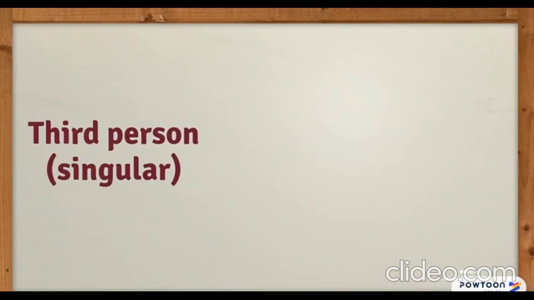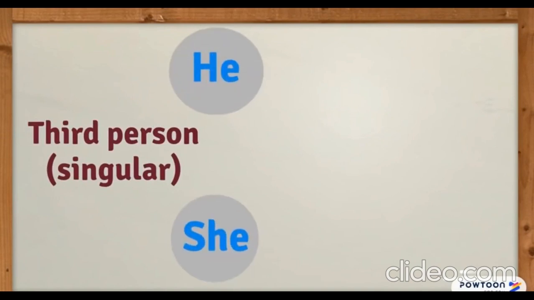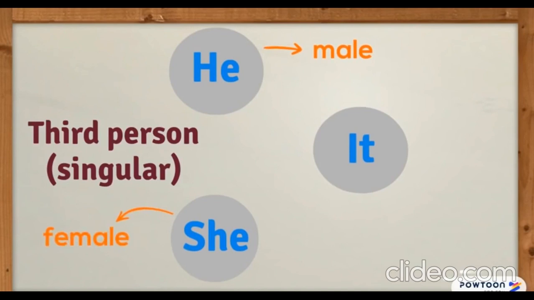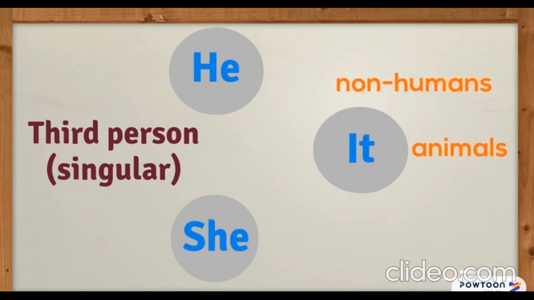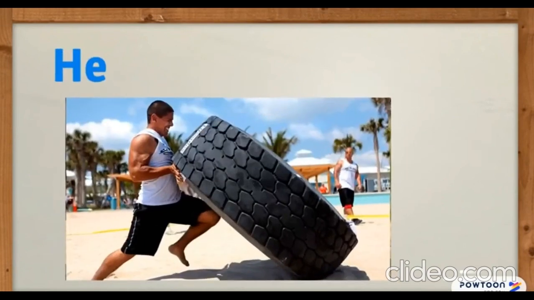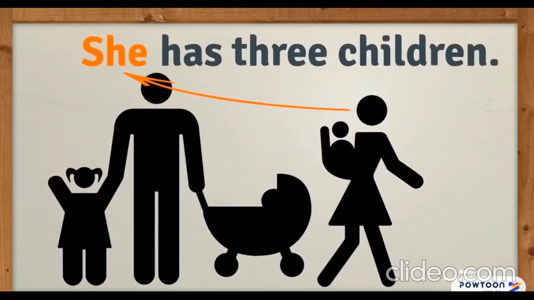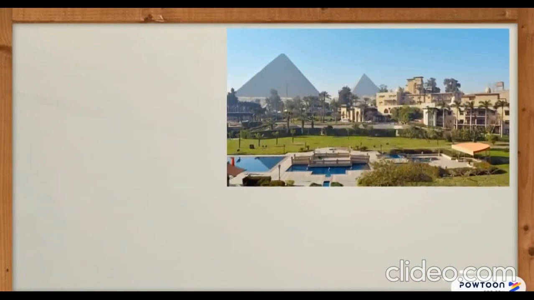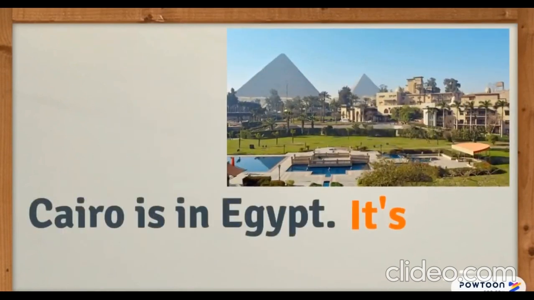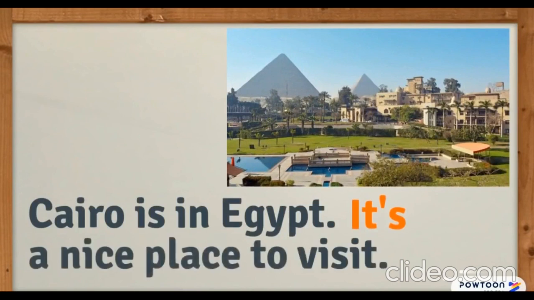He, she, it third person بحالة المفرد. Again he male, she female and it حكينا بنستعمل animals or for non-humans, pets اللي هم الحيوانات الأليفة. He is a strong man. She has three children. Cairo is in Egypt. It's a nice place to visit.